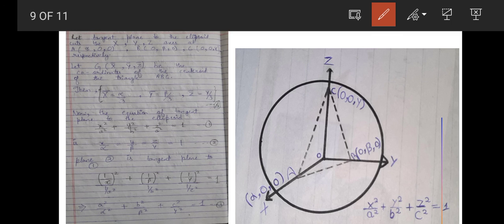From equation 3 and equation a, the point of centroid, we get a square upon 9 x bar square plus b square upon 9 y bar square plus c square upon 9 z bar square is equal to 1. So from here the locus of the centroid of triangle ABC is a square upon 9x square plus b square upon 9y square plus c square upon 9z square is equal to 1.